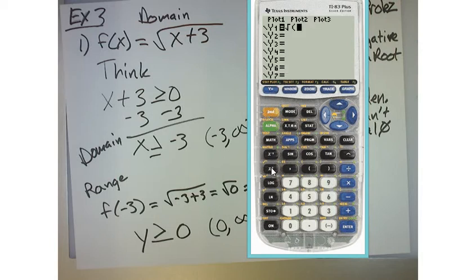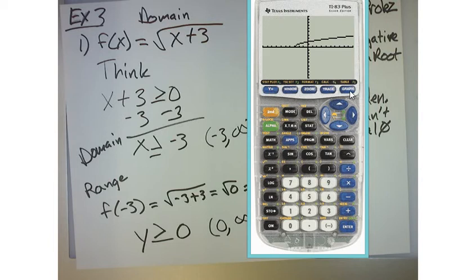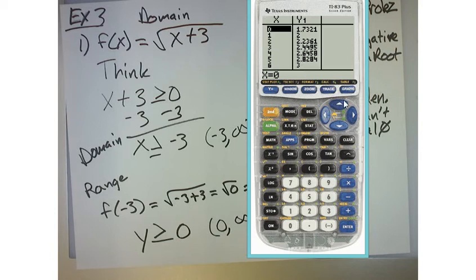So if I take the square root of x plus 3, plug it in, hit graph, notice as we follow the path of the curve, once I get to -3, it becomes no more. There is no corresponding y value. We could also look at the table of values as well. Once I get to -3, no more function.